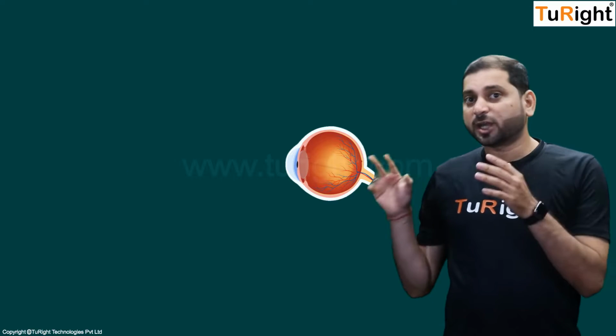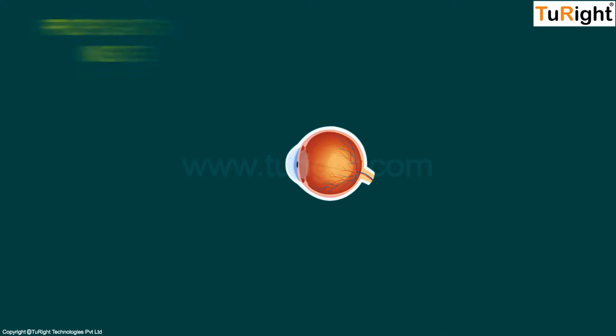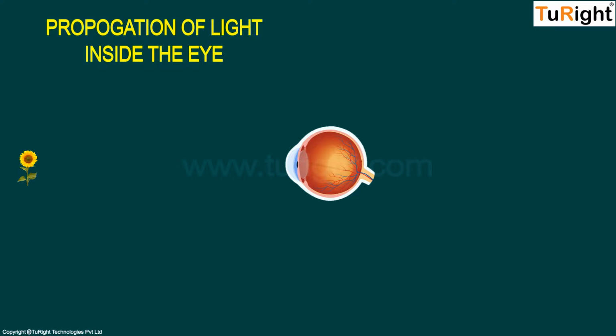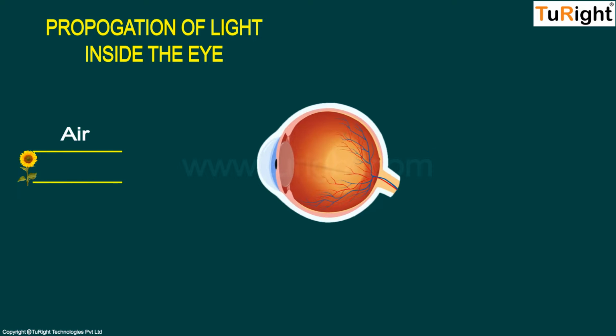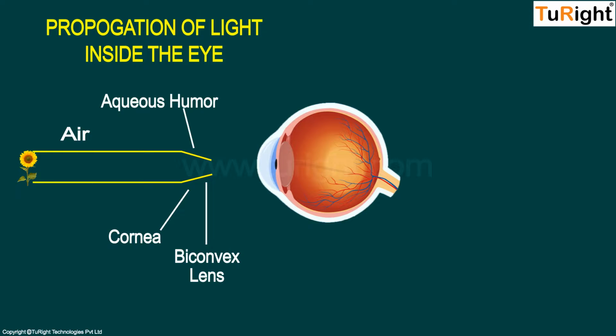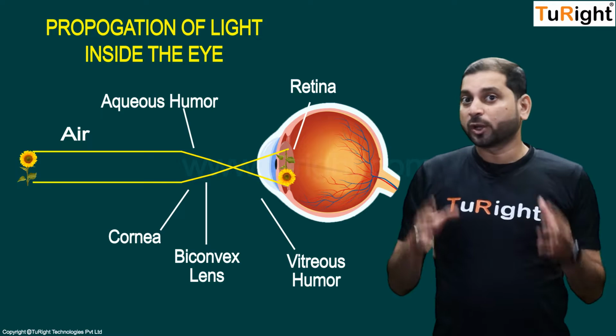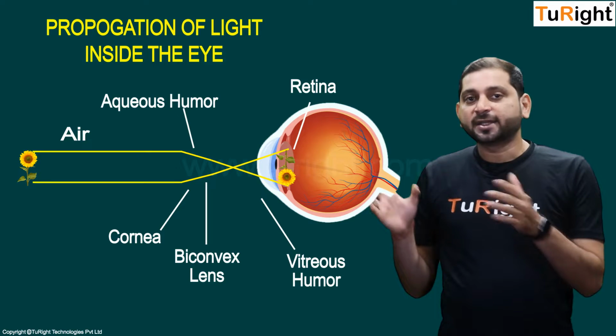So let's see, what did we learn from this video? We learned how the light propagates inside the eye. Most of the light is refracted at the air-cornea interface and then falls on the lens after traveling through the aqueous humor. The lens then focuses all the light through the vitreous humor on the retina by adjusting its focal length. In our next video, we're going to learn about a few eye defects.